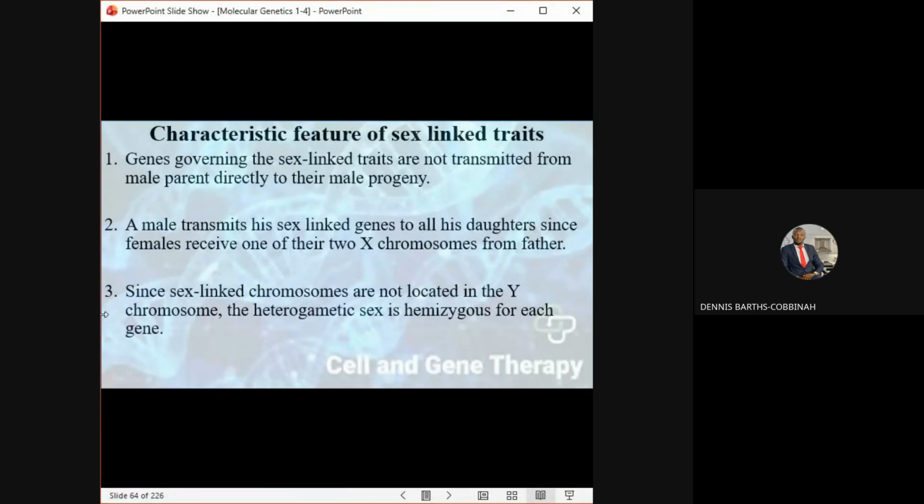So number two, a male transmits his sex-linked gene to all his daughters.